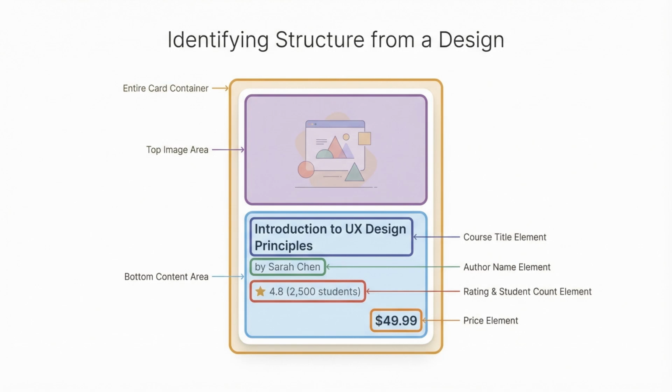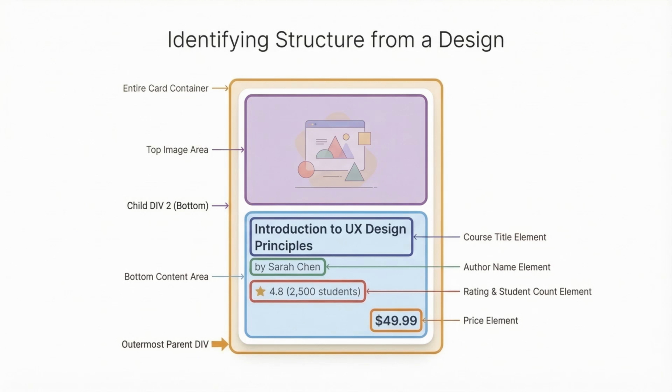Before writing a single line of HTML, the first step is to look at the design and drop boxes around every section. You can see here, there's one big outer box for the whole card, then two inner boxes, one for the top section and one for the bottom. This mental model of boxes is exactly how HTML structure works.